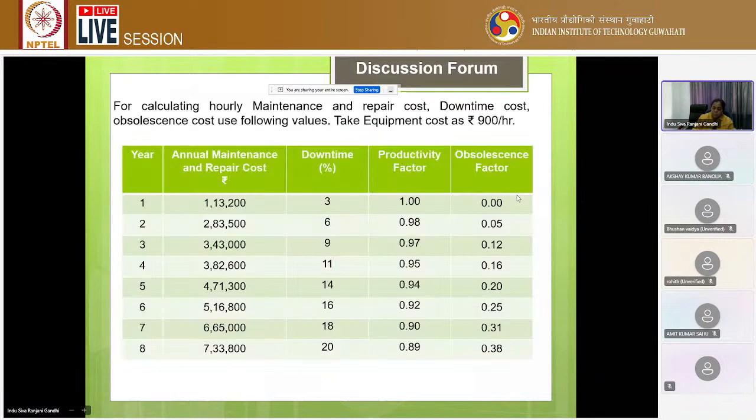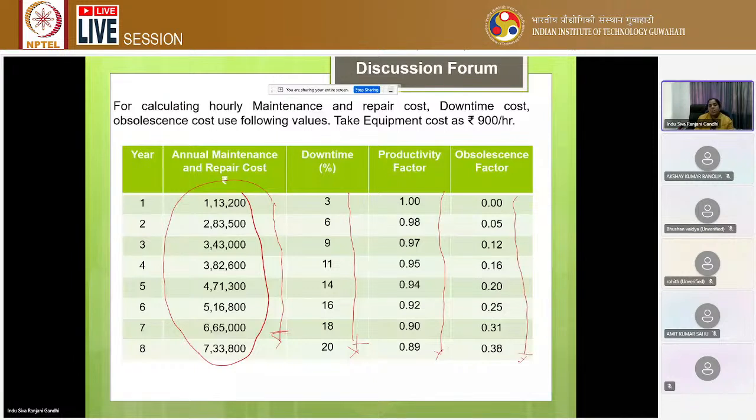We have also given the data on maintenance and repair cost for the life of the machine. You can see that the maintenance and repair cost increases with the age of the machine. Similarly, downtime data is also given. As a machine becomes old, it will spend more time in the repair yard, so downtime increases, and its impact on productivity is also given. With time, the machine becomes technologically obsolete, so what is its impact on the cost? That obsolescence factor is also given, and you can see that it increases with the age of the machine.